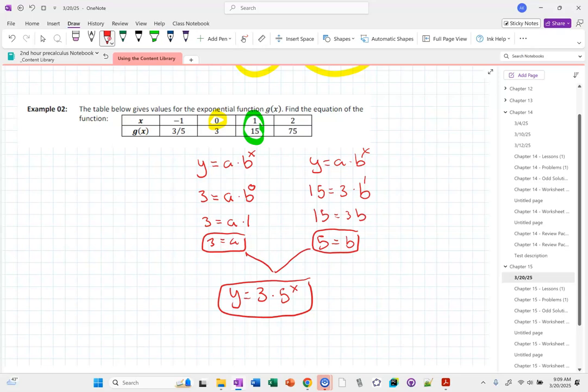Can I just call that y equals 15 to the x? What do you think? No is the correct answer. Thank you for all the very subtle head shakes that I saw going on.